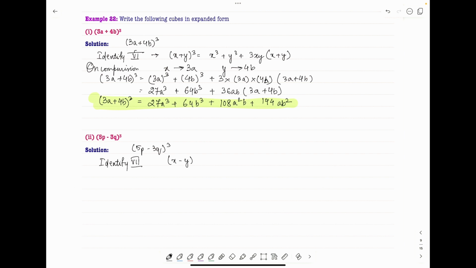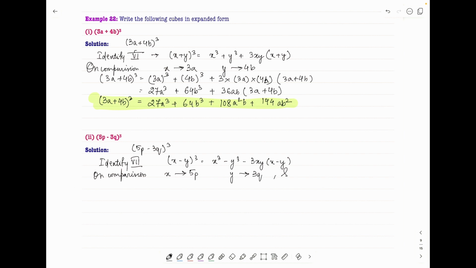It says x minus y whole cube equals x cube minus y cube minus 3xy into x minus y. So on comparison, what is x? Instead of x, it is written 5p. Then it is written minus y, so minus y is written as minus 3q. So instead of y, we are going to put 3q. Got my point? Instead of x, here it is written 5p. Instead of y, it is written 3q.